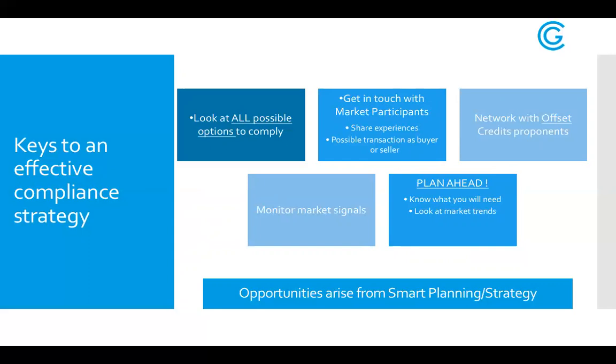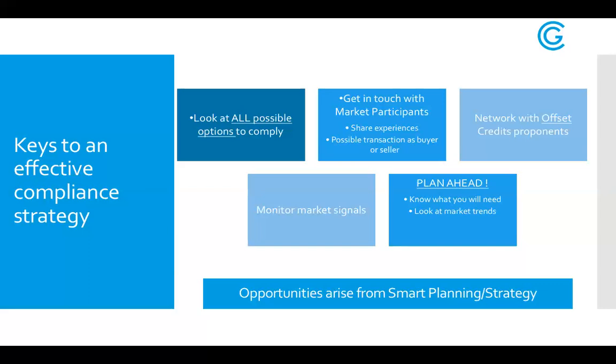Third point, network with offset credit proponents. We talk about that. We see that very often. Talking to some of the credit proponents is a great opportunity to understand their reality and also the opportunities that can be presented to some of the companies that are willing to negotiate or strategize outside the carbon market.